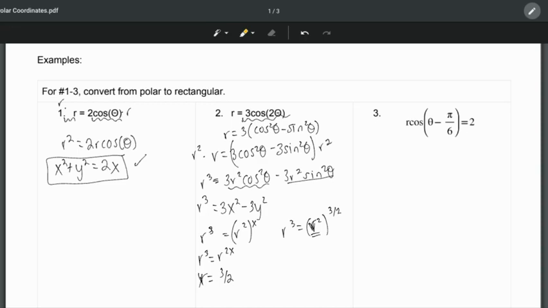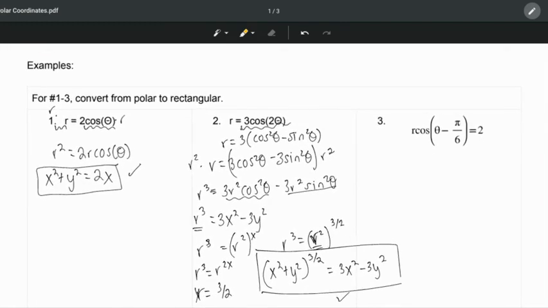which means we can now write this, instead of r cubed, as x squared plus y squared to the 3 over 2 power equals 3x squared minus 3y squared. We now have gotten rid of all of our r's and thetas, so this is in rectangular form.